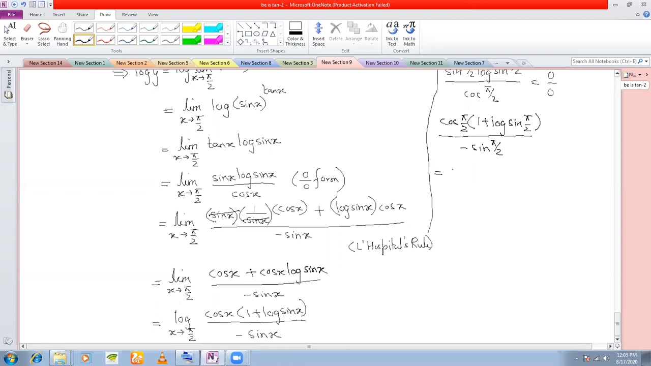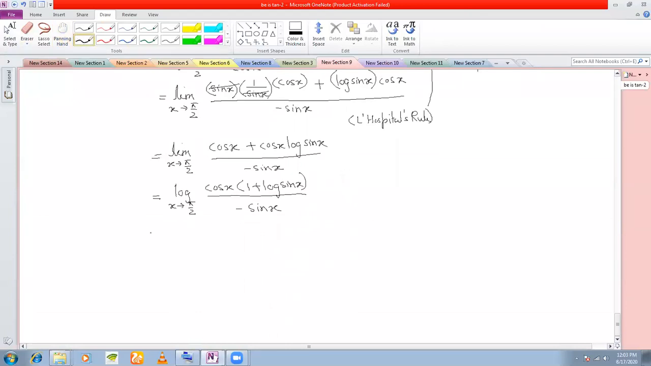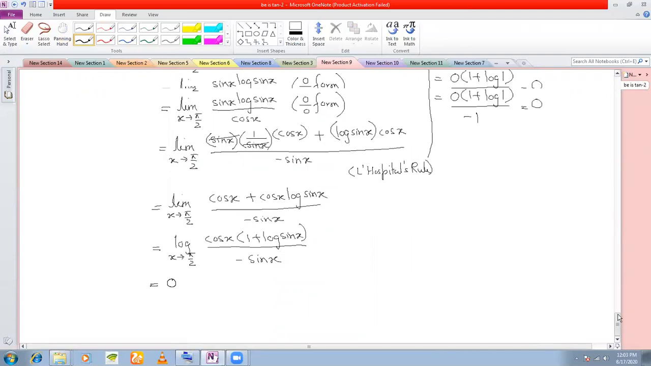Okay, so cos pi by 2 you know is 0, isn't it? 1 plus log 1 divided by sin pi by 2 is 1. So you're getting 0. But 0 is also a determinate form, isn't it? 0 is also a determinate form. So that means you're getting this as 0. So what have you got? The problem has not ended.